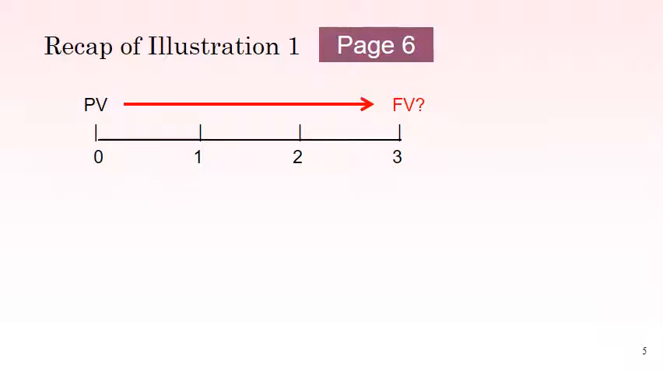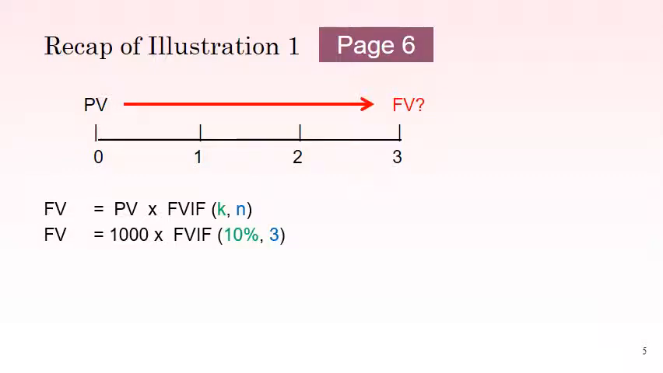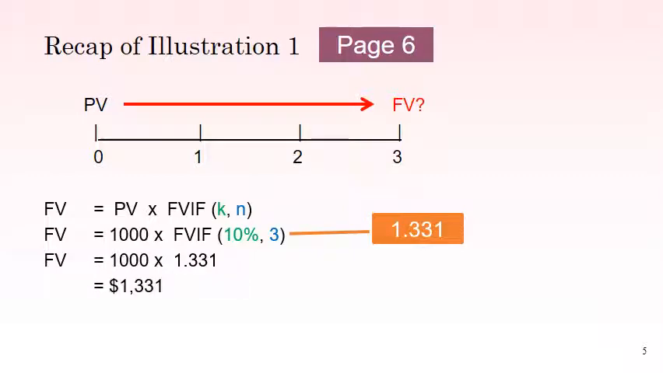The timeline is drawn here for better understanding. We are using the table formula. Substitute the figures in. K is 10% and N is 3. We find the answer from the FVIF table. Substitute this figure in and work out the answer, which is 1331.